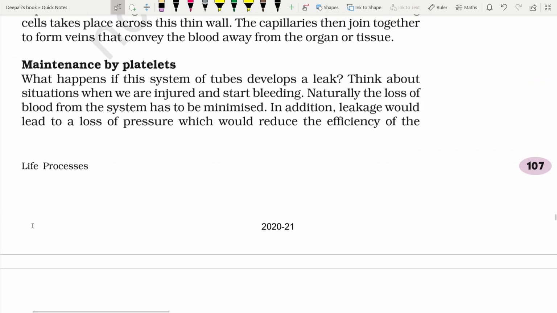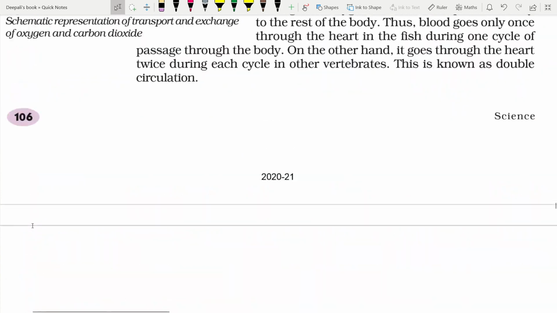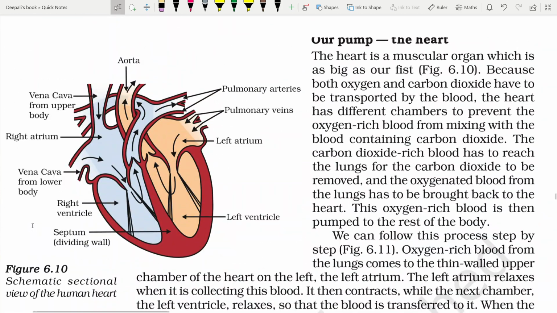Isn't it easy and clear? Yes. So this is our heart which pumps every minute, every second to keep us alive.